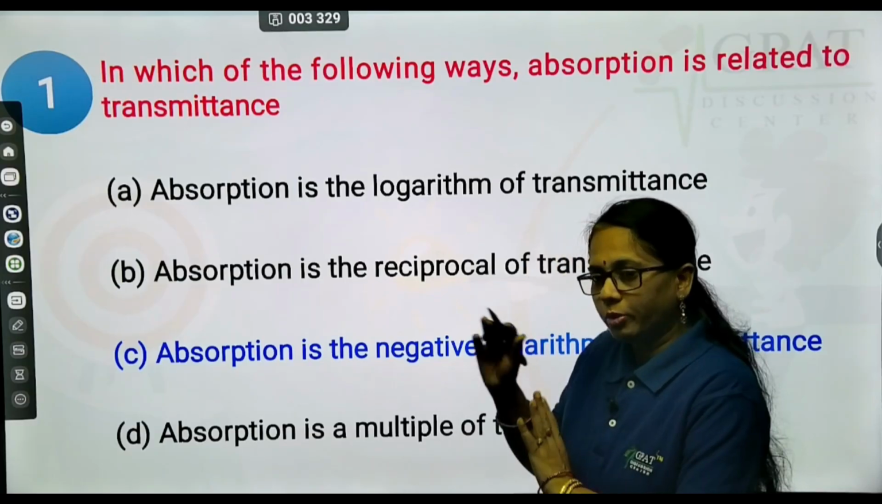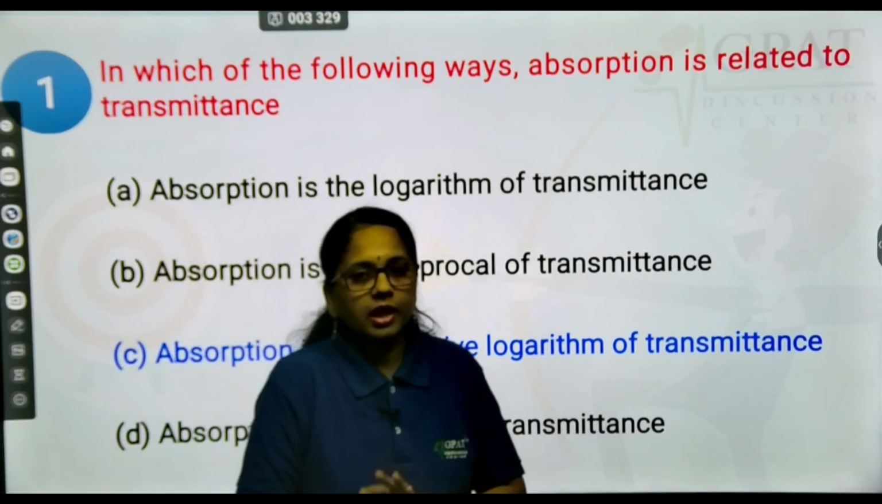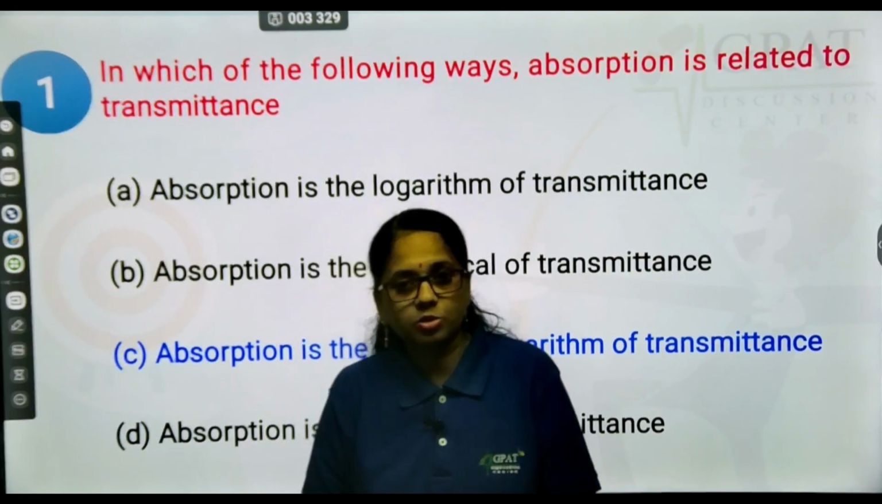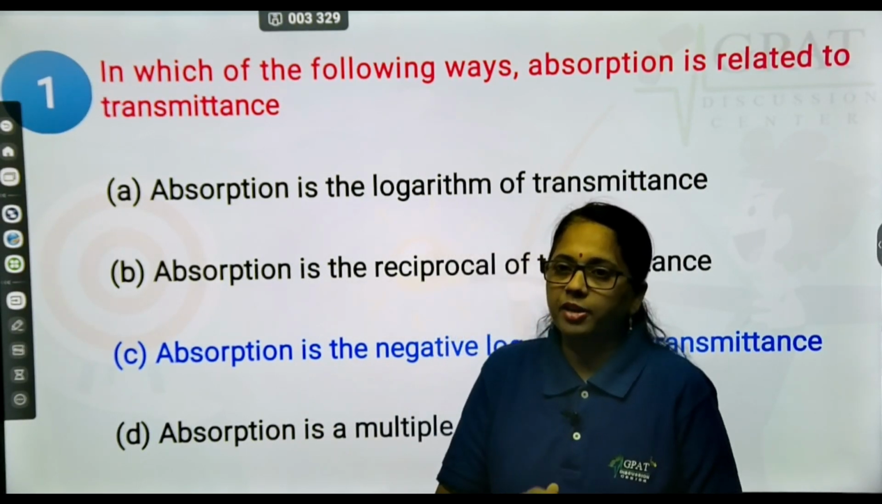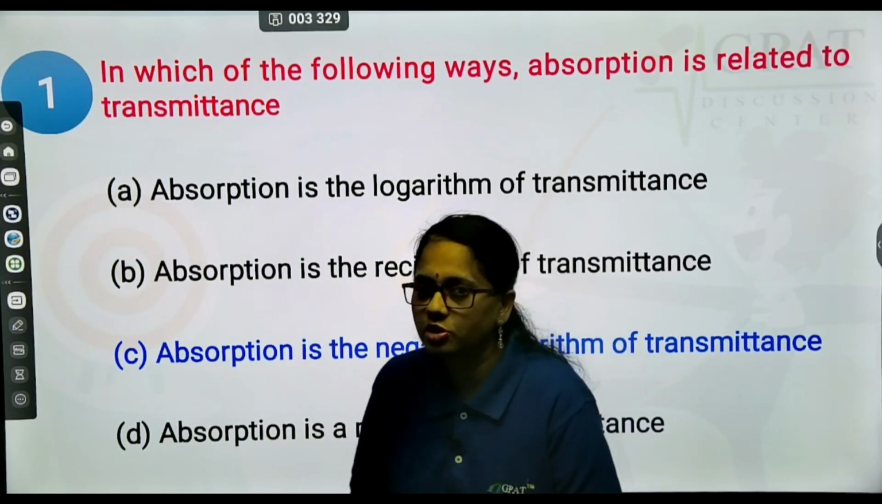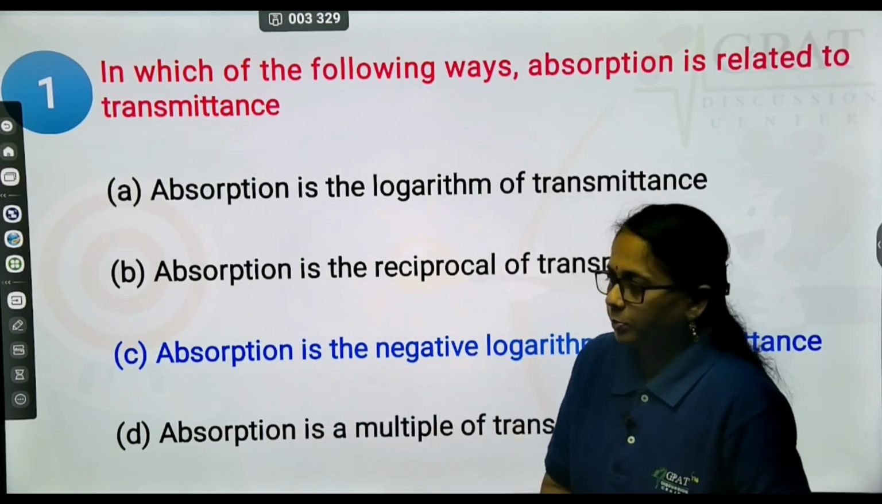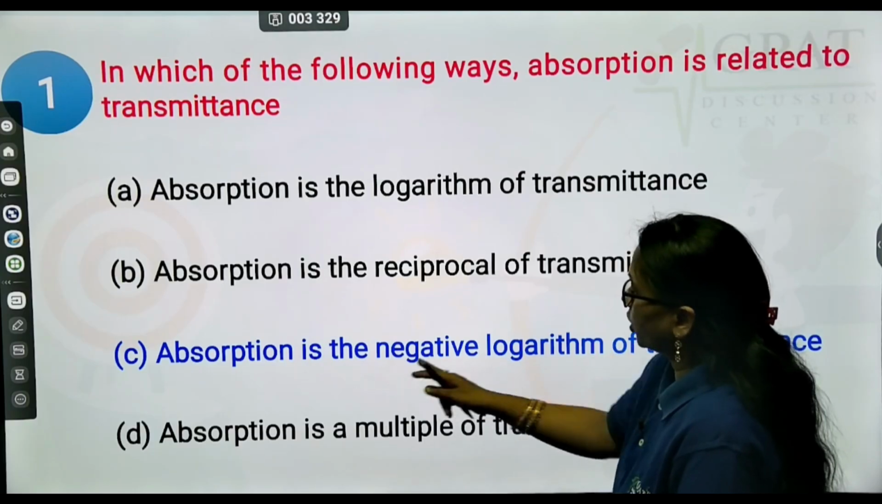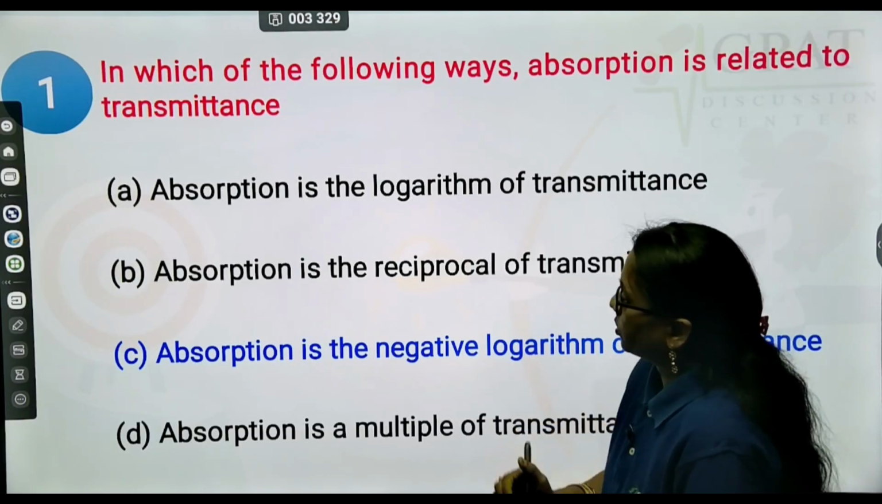So 2 minus it is there, that is okay. Because log of 100% transmittance, log 100, is going to be 2. So 2 minus 2, absorbance will be 0. 100% transmittance observed means there is no absorption in the molecule. That's what the formula is indicating. So absorption is a negative logarithm of the transmittance. This is the right option.